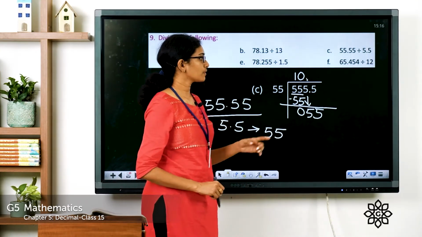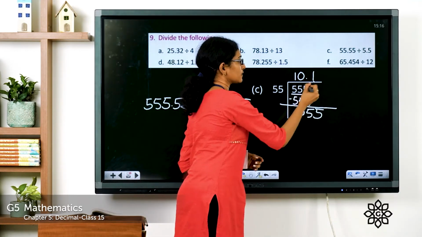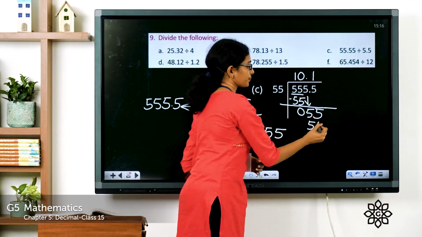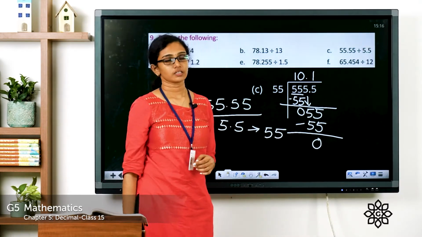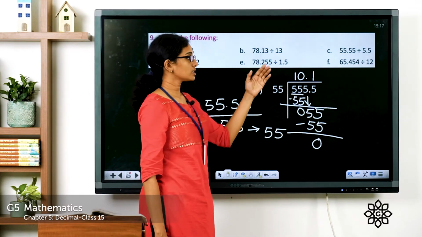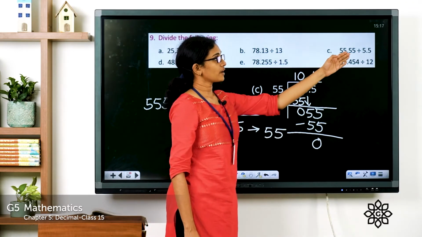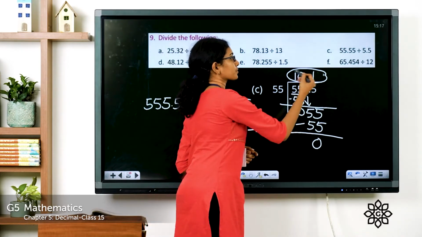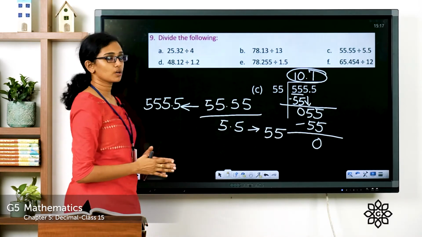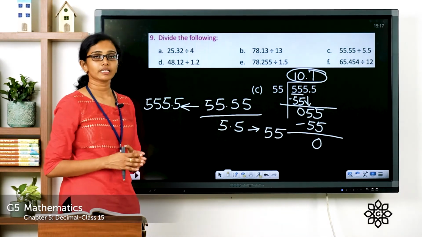So right now we have 55 divided by 55, which is 1. So write that 1 here. 55 ones are 55. Subtracting the numbers, we get 0 here. So what is the quotient? It is 10.1. 55.55 divided by 5.5 is equal to 10.1. So we have done the division of a decimal number by another decimal number. Similarly, you can complete the other questions.